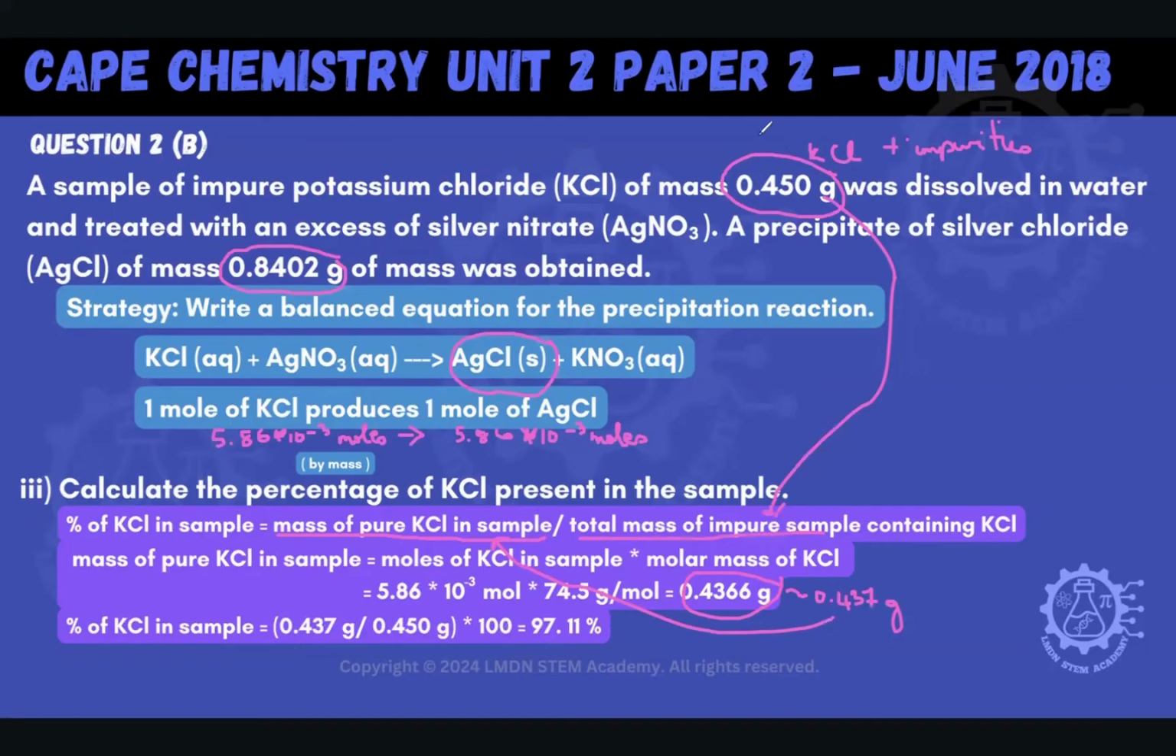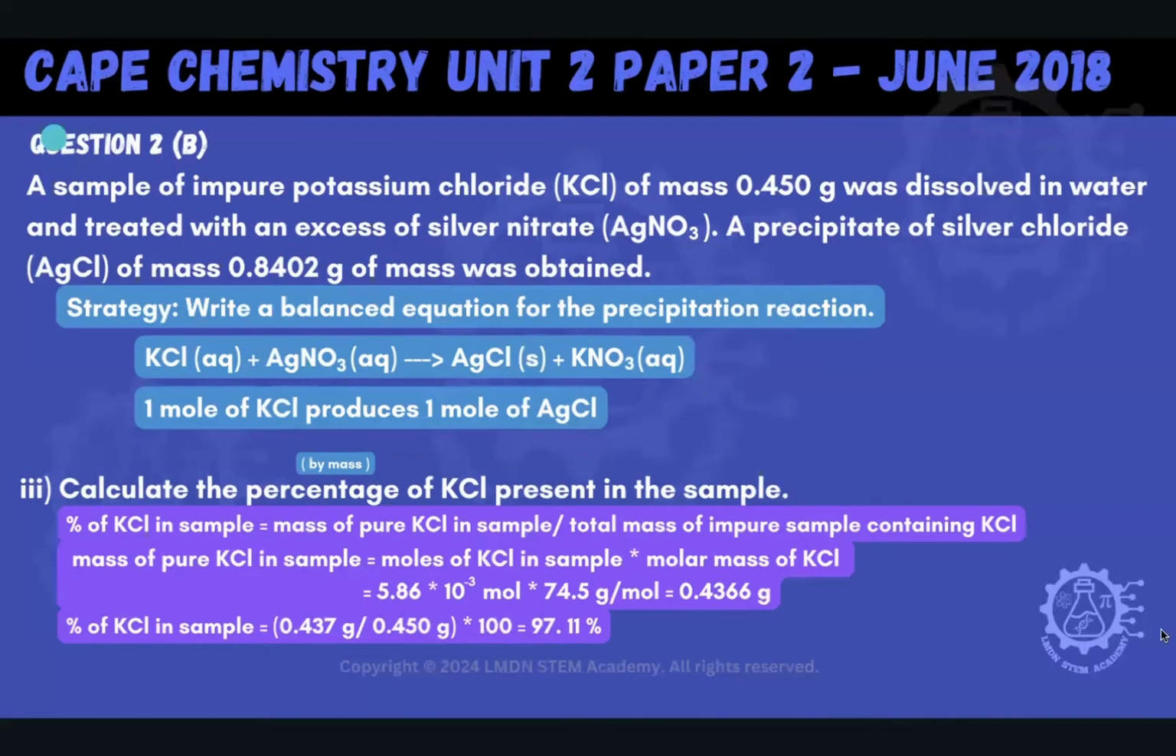97.11%. So in this sample, it turned out that we had 97.11% of KCl. Everything else would have been impurities that made up that sample. And so this is one of the most powerful ways in which we can use gravimetric analysis: if you're given a sample that has impurities, you can figure out how much of it was actually your pure compound. And with that, let's move on to the other part of this question. So this was part 3.